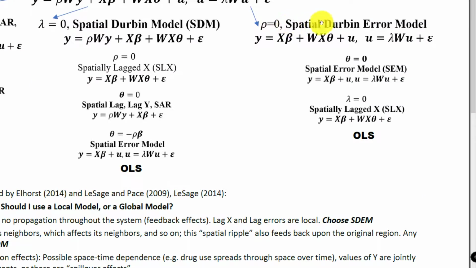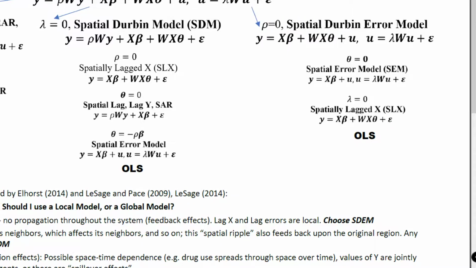So we started with the Durbin error. Three things we could possibly simplify this down to would be to drop the lagged x's and just make it a spatial error model, drop the lagged errors and just make it an SLX model, or maybe just OLS. Maybe we don't need spatial effects. We could just go with a regular ordinary least squares regression. So let's test those restrictions and see what happens.